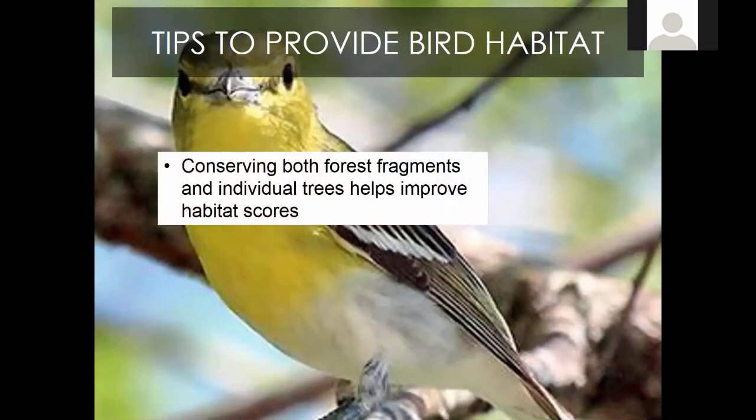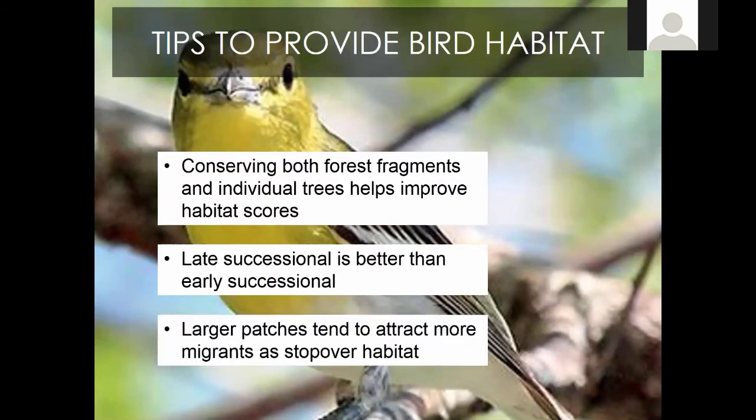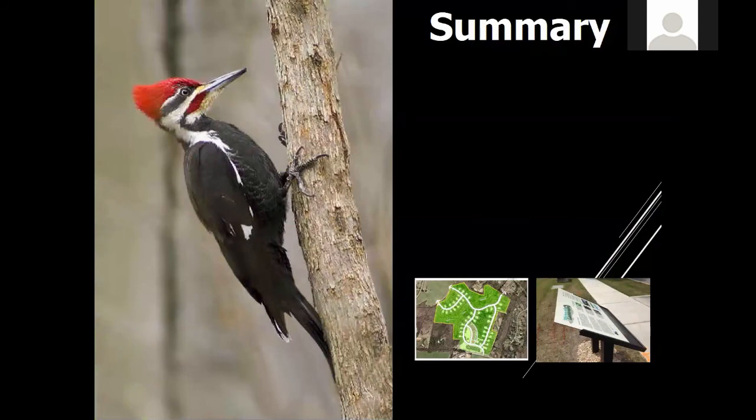So in summary, conserving forest fragments and individual trees, of course, helps improve habitat scores. And I think the message here is really, from ecology, typically everyone thinks in terms of design, big patches and corridors. Well, there's a lot more benefit, even in the matrix and fragmented areas, that can benefit a whole suite of species. So you can conserve late successional is better than early successional, and larger patches tend to attract more migrants as stopover habitat. So it's not only big patches and corridors, it's also individual trees and forest fragments for this particular taxa.